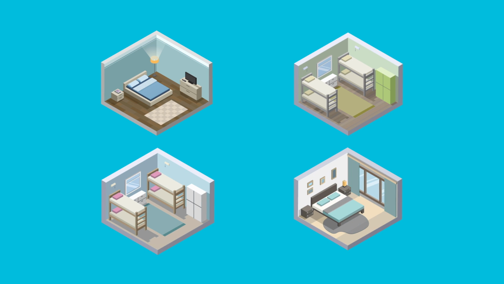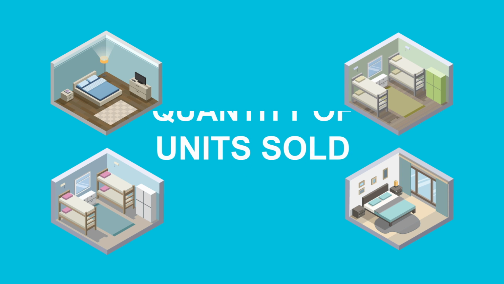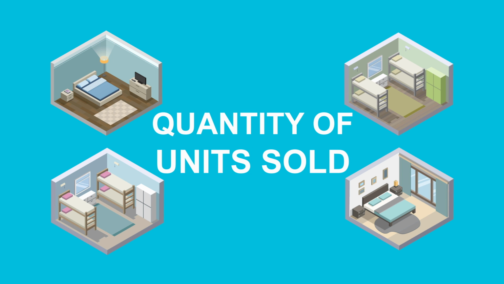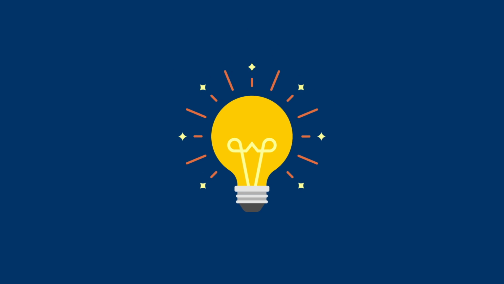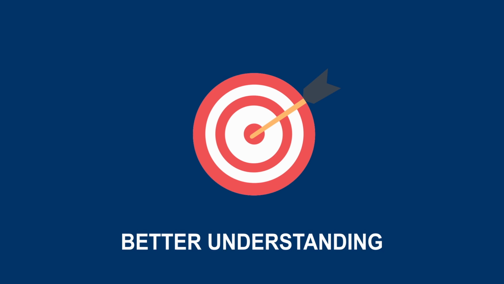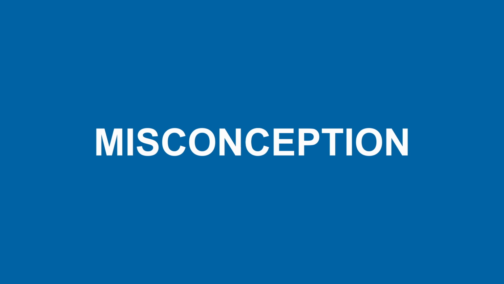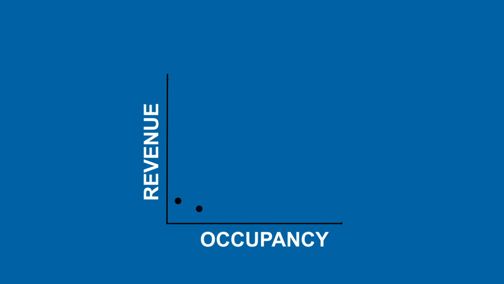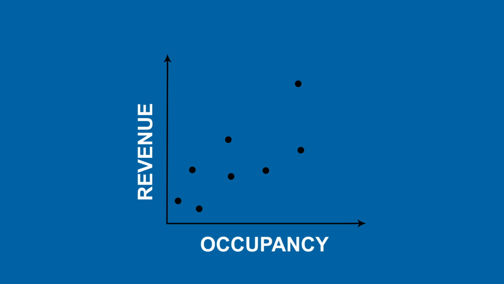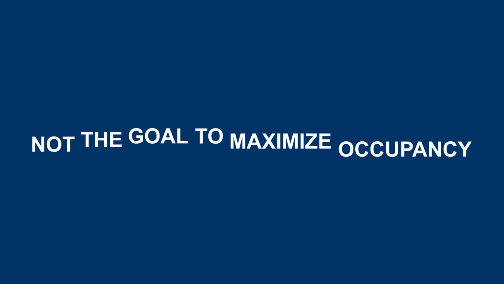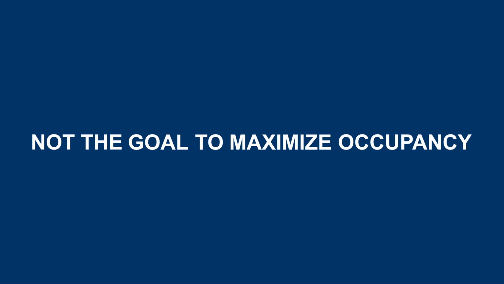So when we look at this in more general business terms, occupancy is also defined as volume. It's the quantity of units that a business has sold. And the big idea is that this metric is going to give us a better understanding of the revenue performance that we have been seeing. But this takes us to the biggest misconception about a hotel's occupancy. Even though higher occupancies generally correlate with higher revenues, it should never be the goal to try to maximize occupancy.